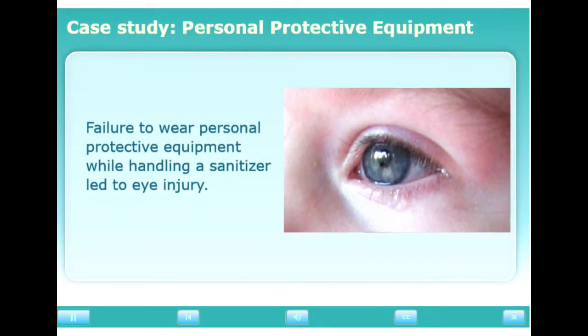Let's talk about a real case study involving a school employee not using the required personal protective equipment. A school food service manager dropped a dishwasher sanitizer bottle and splashed sanitizer in her eyes. She was not wearing the required PPE as directed on the label. She had burning eyes, eye pressure, and blurred vision that persisted for 2 months.